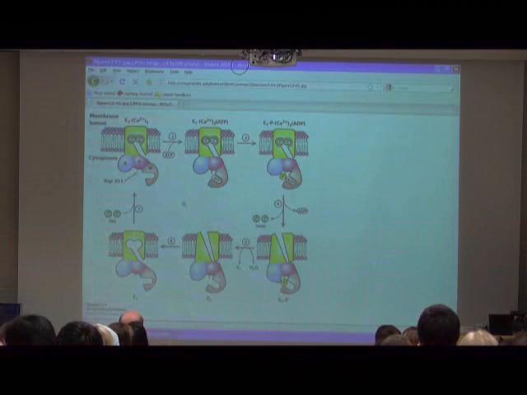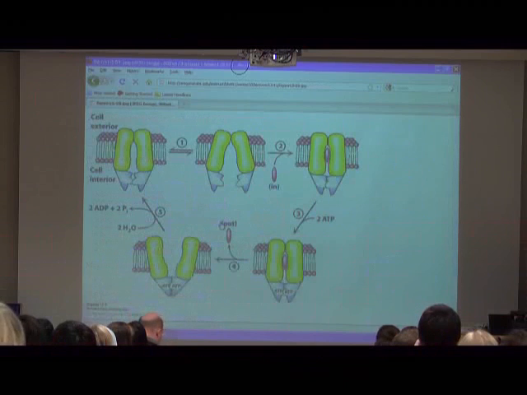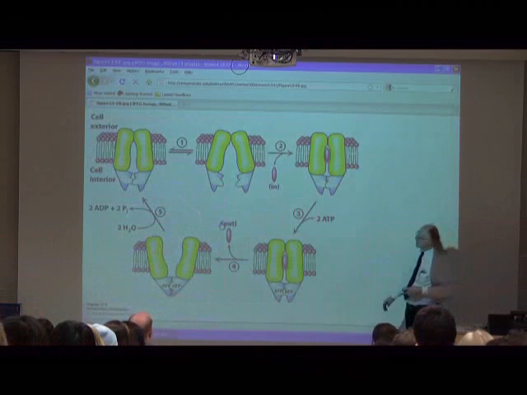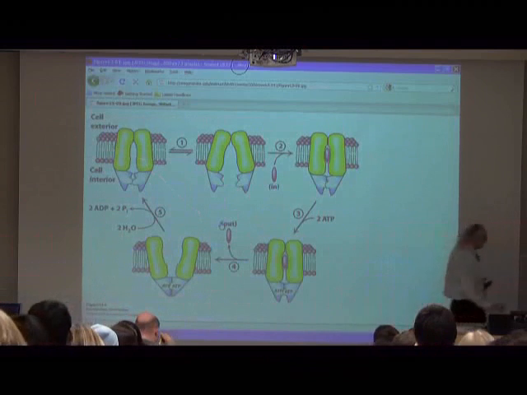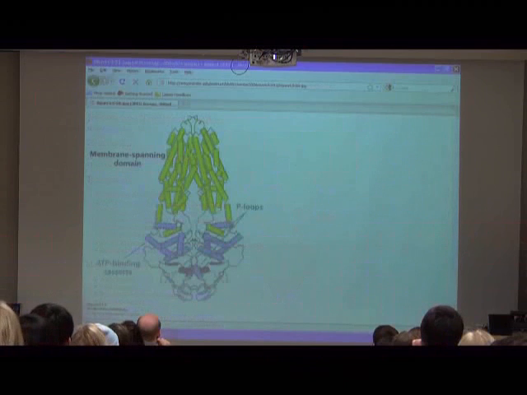Okay? Oh, I'm back in the wrong one. The mechanism by which these work is shown here. Actually, let me back up one slide, sorry. Okay. Actually, that wasn't what I wanted. I had it right. All right.